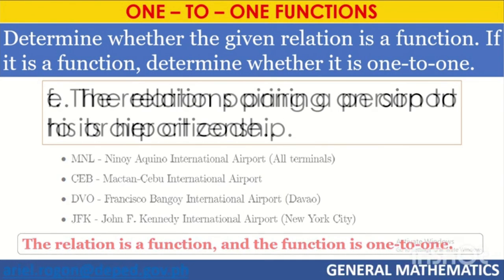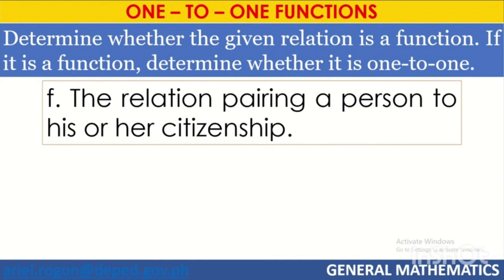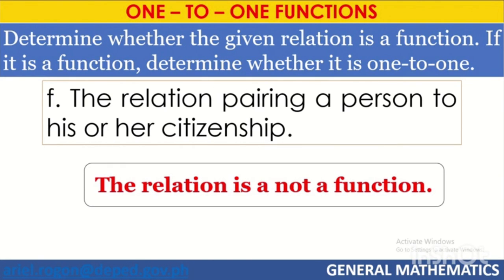So number 3, the relation pairing a person to his or her citizenship. So example number 3 is not a function and also not a one-to-one function. Bakit? Kasi pwede kang maging American citizen as well as pwede ka ring maging Filipino citizen. So this is not a one-to-one function and also this is not a function.